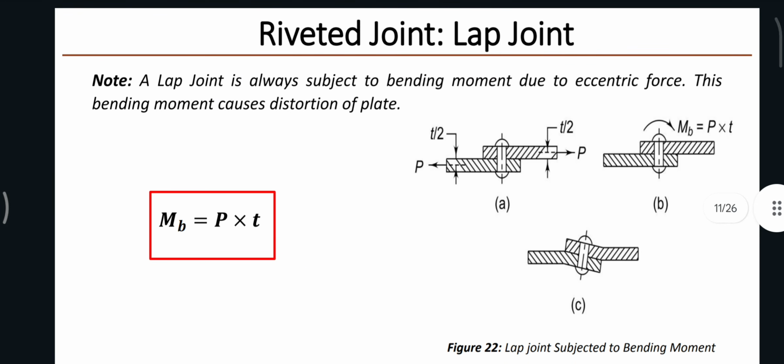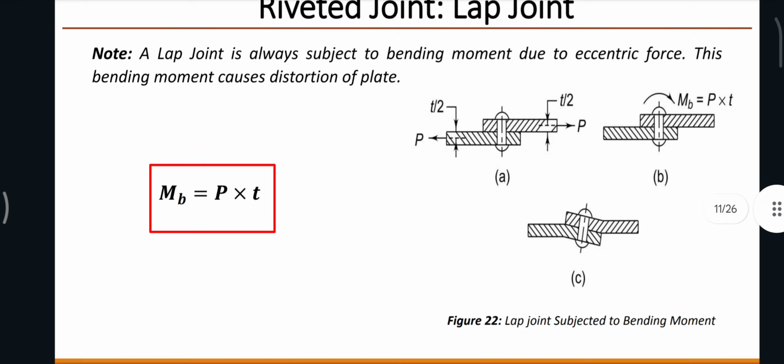Note: a lap joint is always subjected to bending moment due to eccentric force. This bending moment causes distortion of plate. MB equal to P into T.